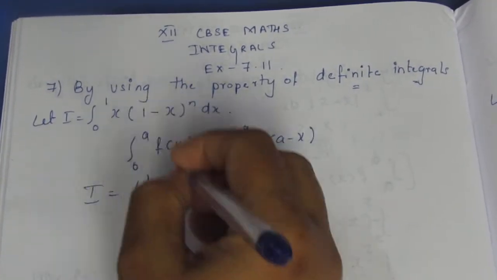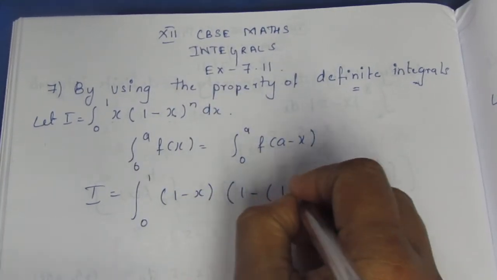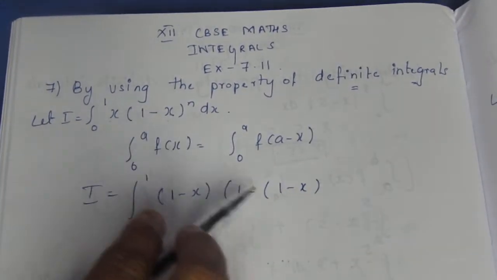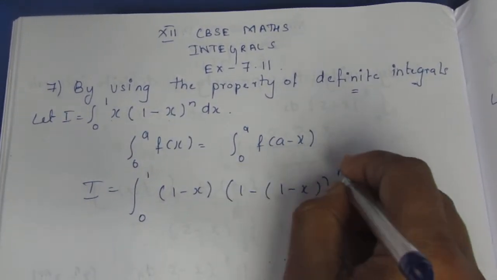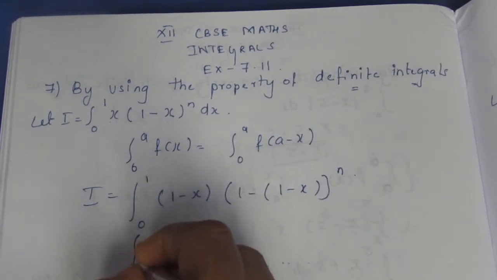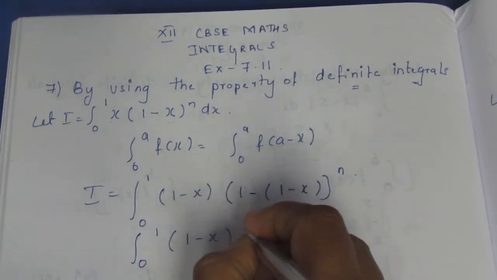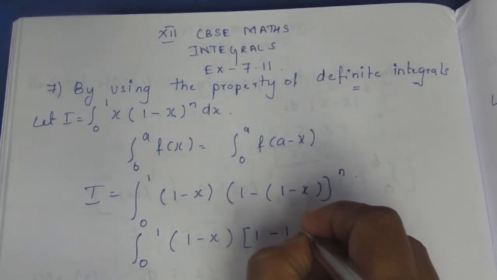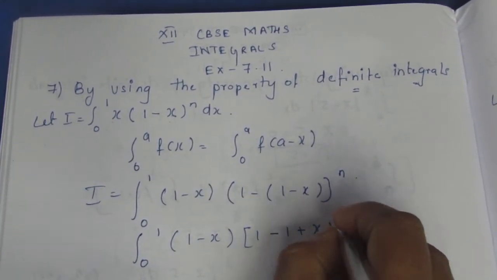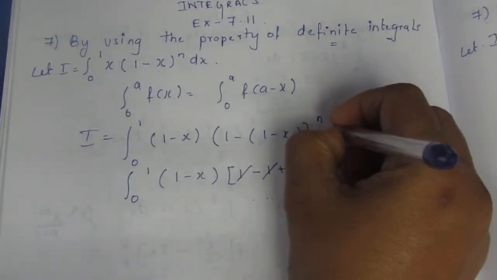0 to 1, in the place of x put 1 minus x; in the place of x, 1 minus of 1 minus x. Here there is a minus sign, so write it in a bracket, the whole power n. Taking the minus sign inside, it becomes 0 to 1, 1 minus x, here taking the minus sign inside becomes plus x, the whole power n. This gets cancelled and we have x power n dx.